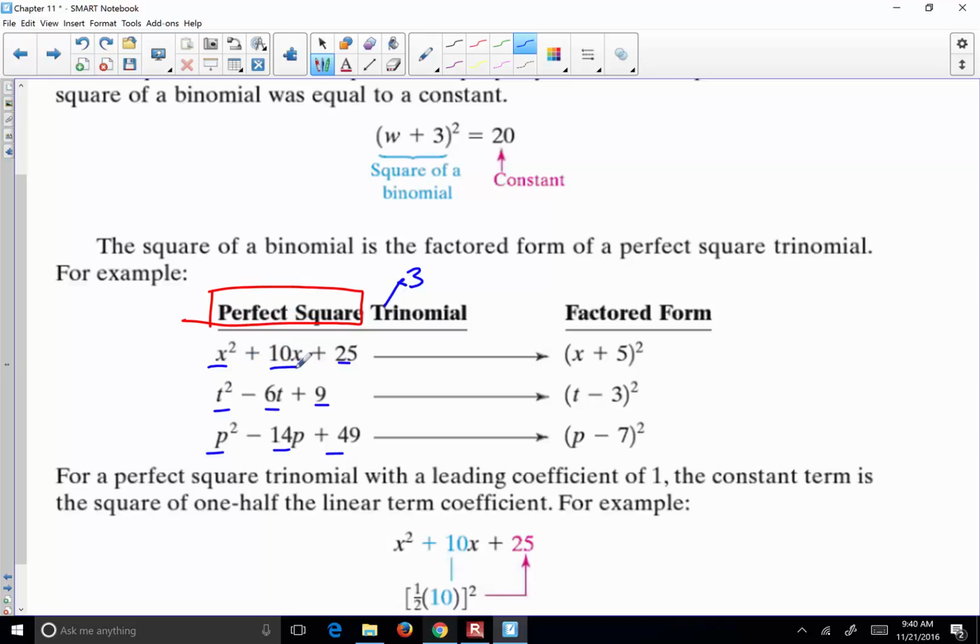But let's observe a relation. We start with x squared plus 10x plus 25, and it turned into x plus 5 squared.